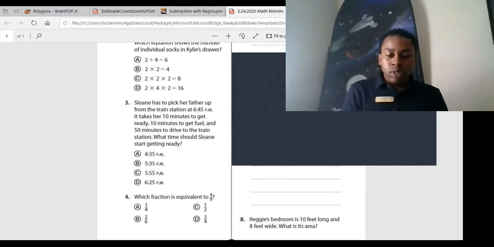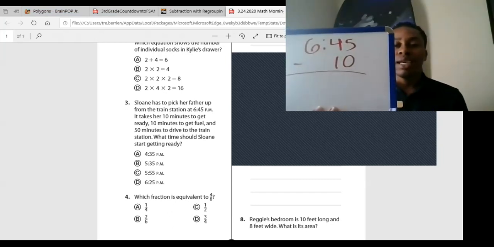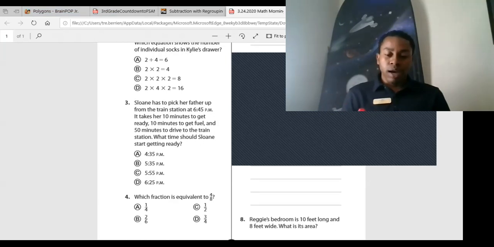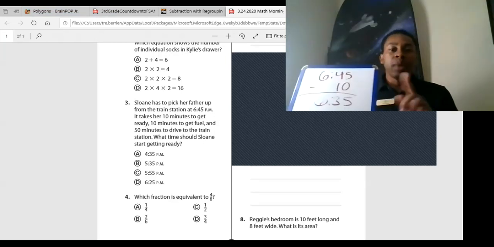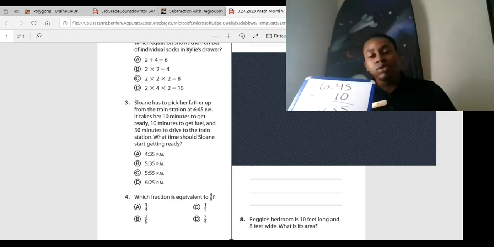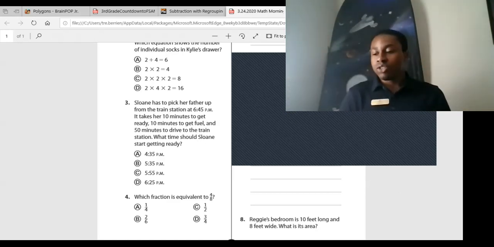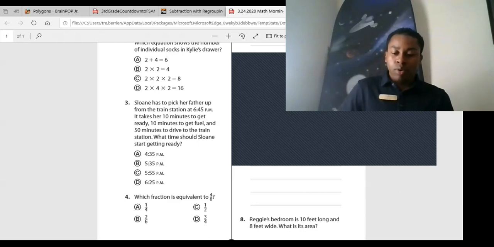So the first thing I'm going to do is I'm going to subtract 10 minutes. So 6:45 minus the 10 minutes, and we know that we get 35. So now we're at 6:35. We still have to go back another 10 minutes for her to get fuel, and we still need to go back another 50 minutes for her to drive to the train station. So I'm going to erase my board so I can have some room. Okay, now we're at 6:35.